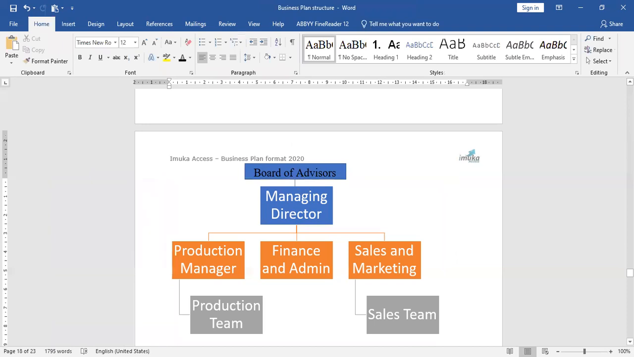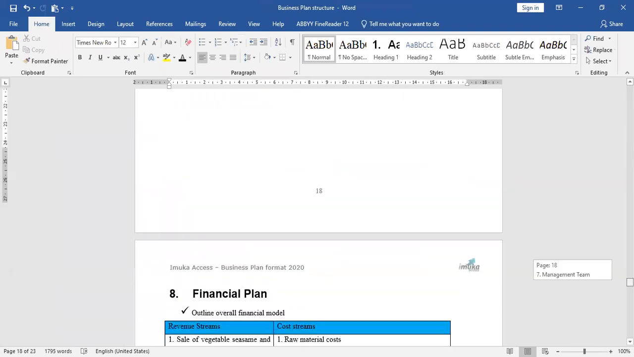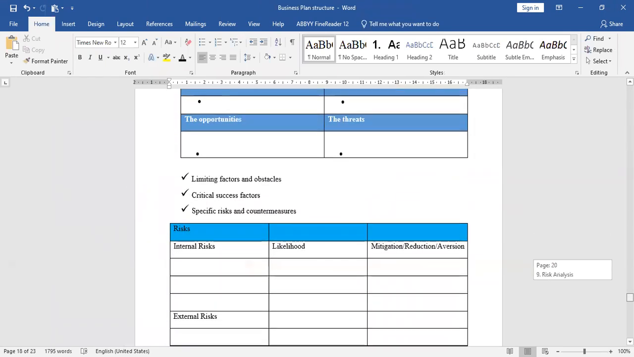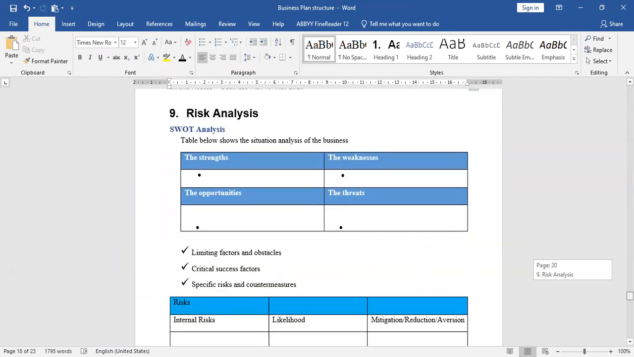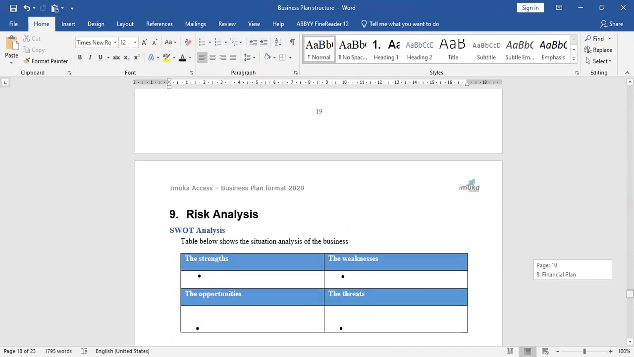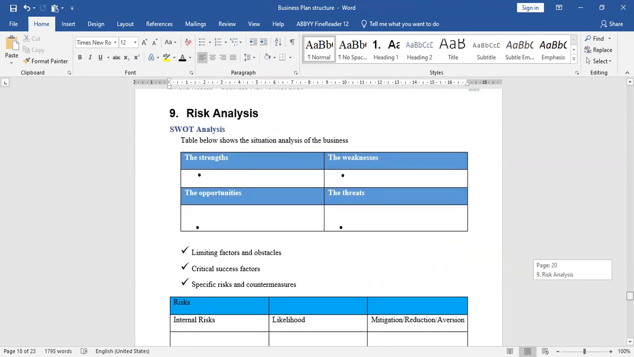All right, we looked at this financial plan. We said this is what we're going to look at next. We looked at, oh God, we didn't look at risk analysis. I actually thought we had covered this. Okay, on risk analysis, we didn't cover it.